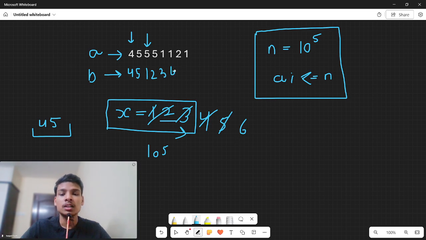Now next, what number to write at this particular index? You can see that 2 has already occurred, so I will not write 2. Now what is the next number which I can write? That is 7. Okay, done. I'll write 7, and similarly 8. Okay, done. So this is the answer array. Hope you get the point.